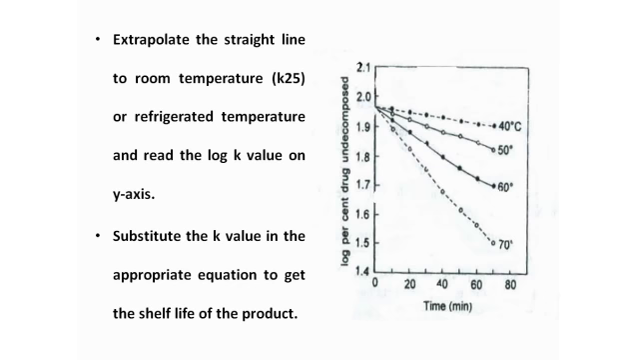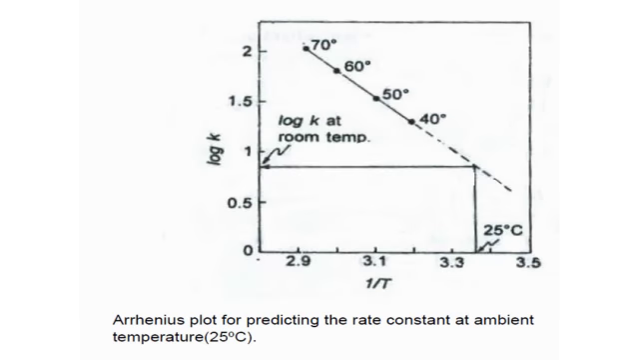Clear? So this is the thing. Arrhenius plot for predicting the rate constant at ambient temperature, 25 degree. Simply you see, different temperatures are there, right? 70, 60, 50, 40, like that. So this is at the 25 degree. Just simply extrapolate it to the 25 degree. This will be the plot. Clear?